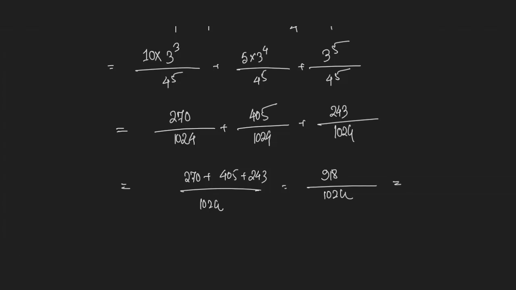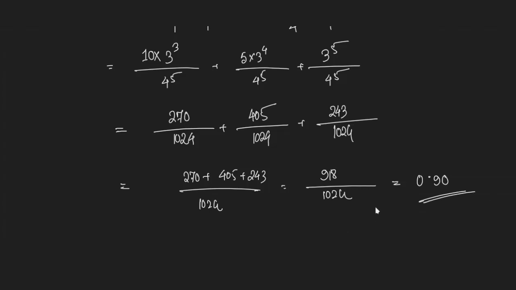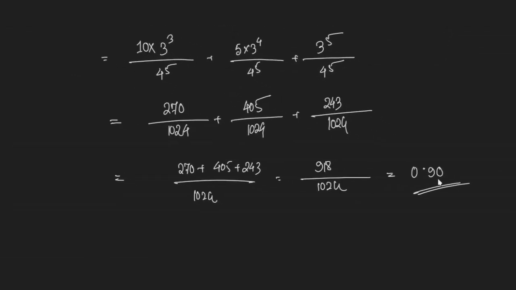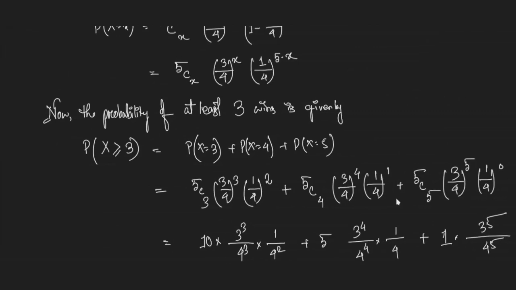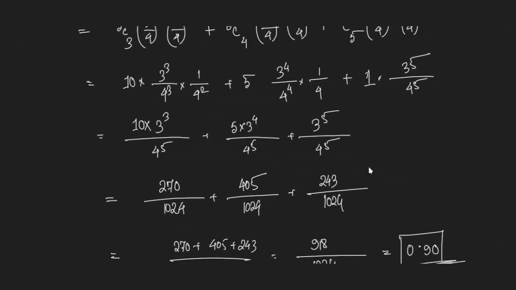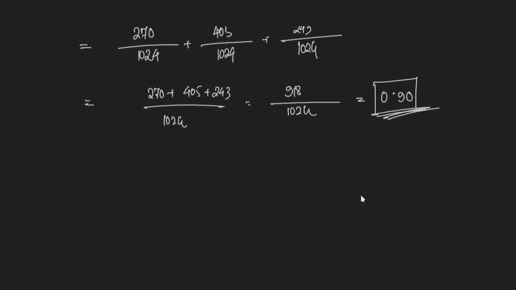So 918 divided by 1024 is approximately 0.89 or 0.9. If you round off you can get 0.90. So that is the answer. The probability of winning at least 3 games is 0.9. That is very high, so he has a very high chance that he will win at least 3 games.